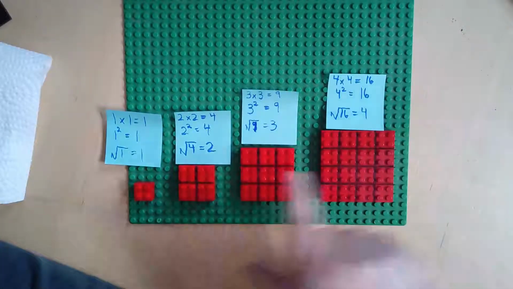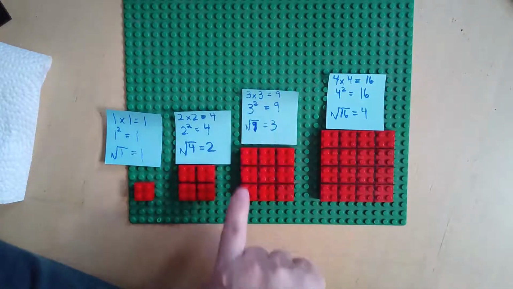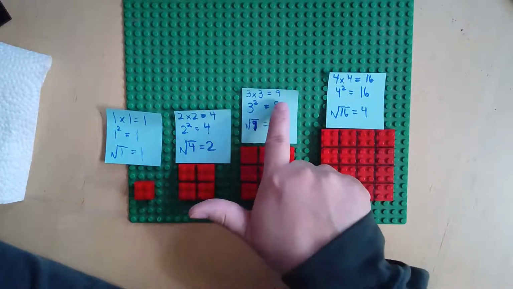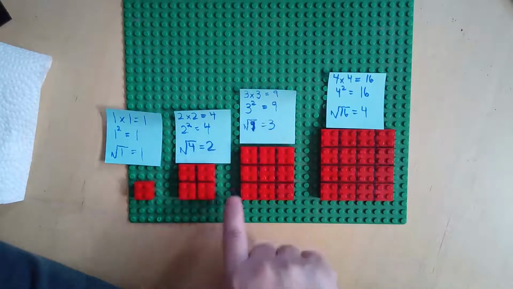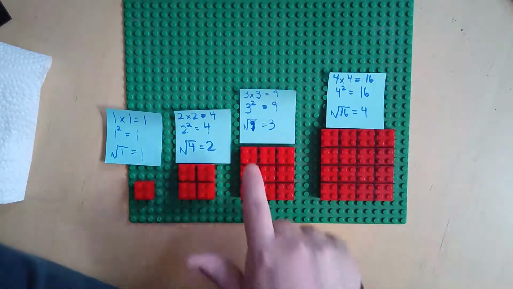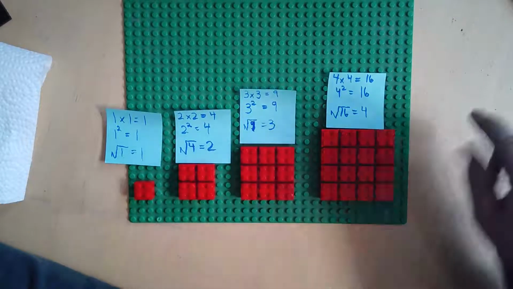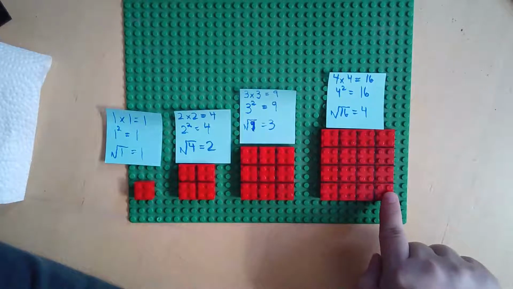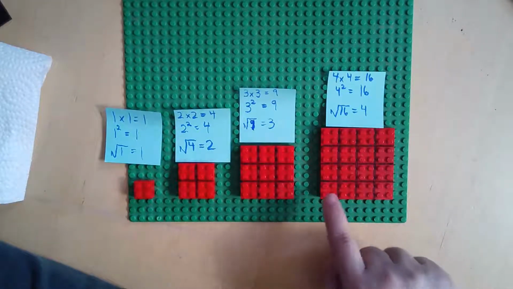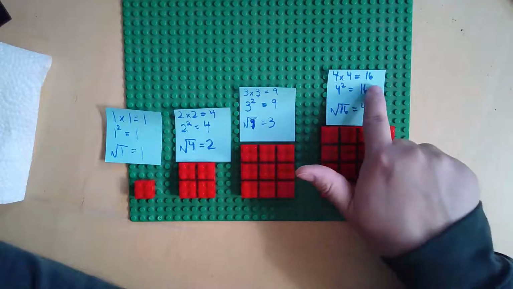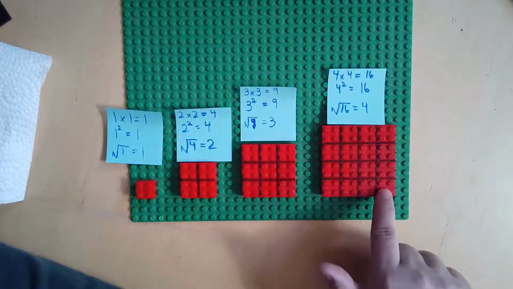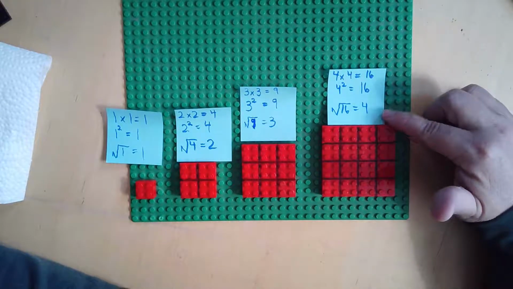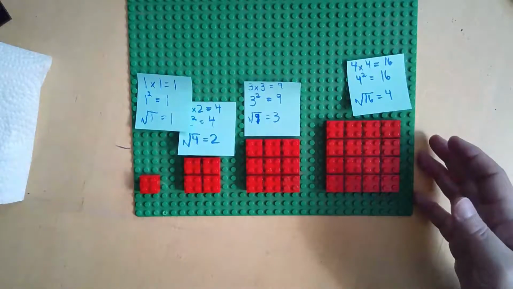Next is 3 times 3, so I have 3 units by 3 units. 3 times 3 gets me 9. 3 squared is 9, which is 3 times 3. And then the square root of 9 is 3. In this one, we have a 4 by 4. So we have 1, 2, 3, 4 times 1, 2, 3, 4, which is 16 units, 16 different squares. 4 squared is 16, and the square root of 16 is equal to 4. Those are the basics of squares and square roots.